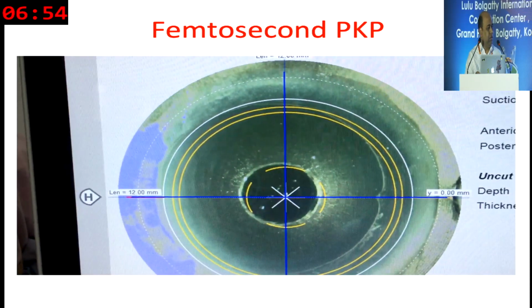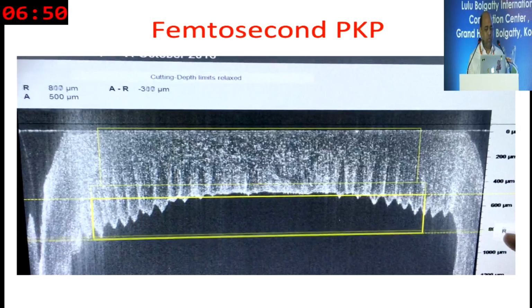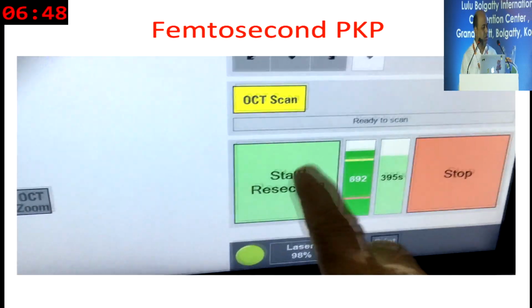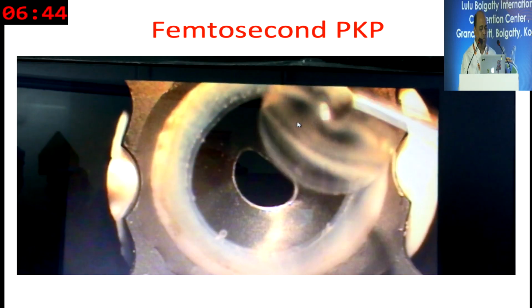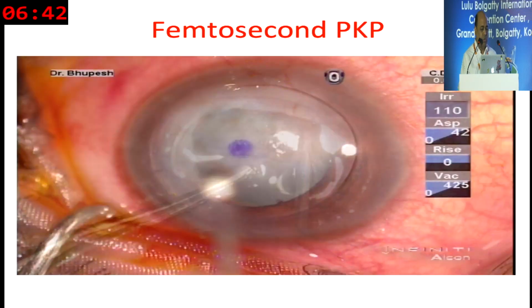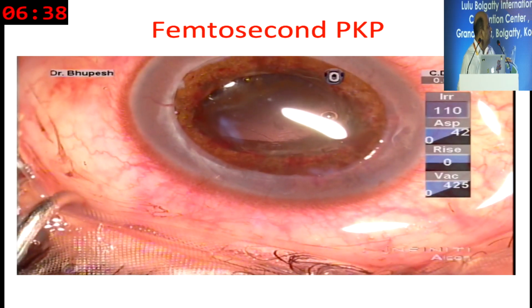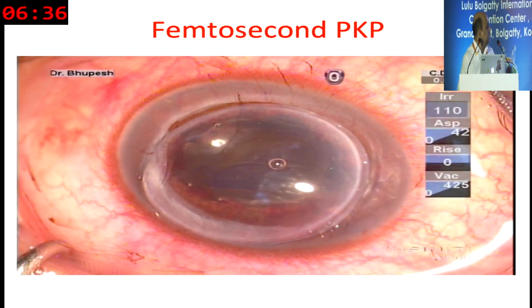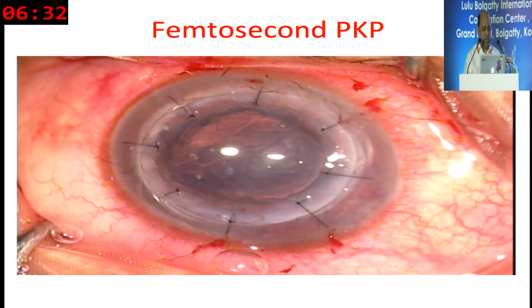This is the Femto LDV Z8 machine which I'm working on. It has intraoperative OCT in which you can see how much you're going to cut and what shape you're going to get. Then you simply have to peel it off. No tissue bridges. This was a complicated case and went very well. You can see the cut area, the donor and host nicely fit with each other.